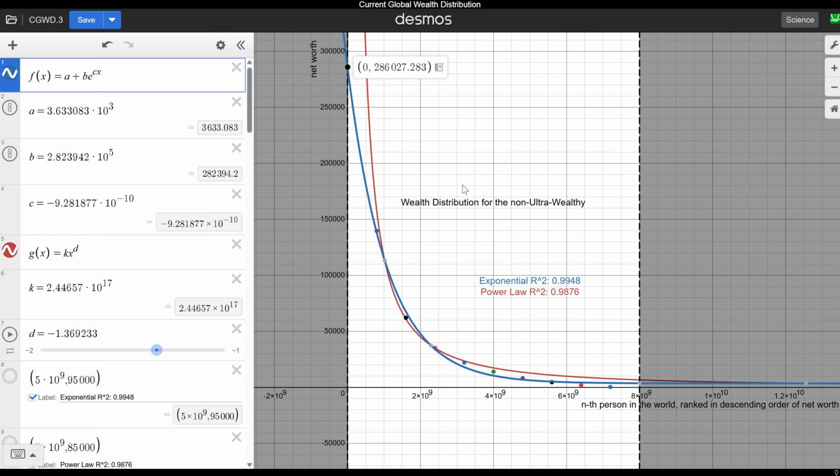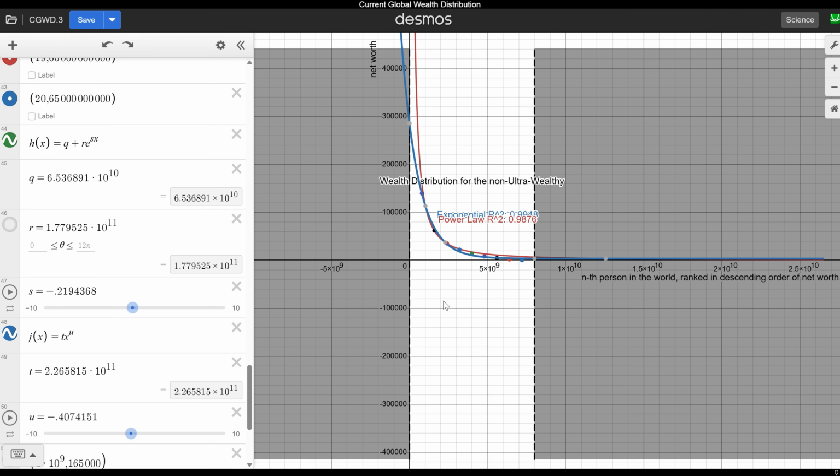So while most of the world follows one distribution, extreme inequality allows the ultra-wealthy to not only reach a new stratosphere of wealth, but require their own wealth distribution. So the extreme inequality in the world can be characterized not only by immense wealth at the top, but by the ultra-wealthy needing their own wealth distribution.